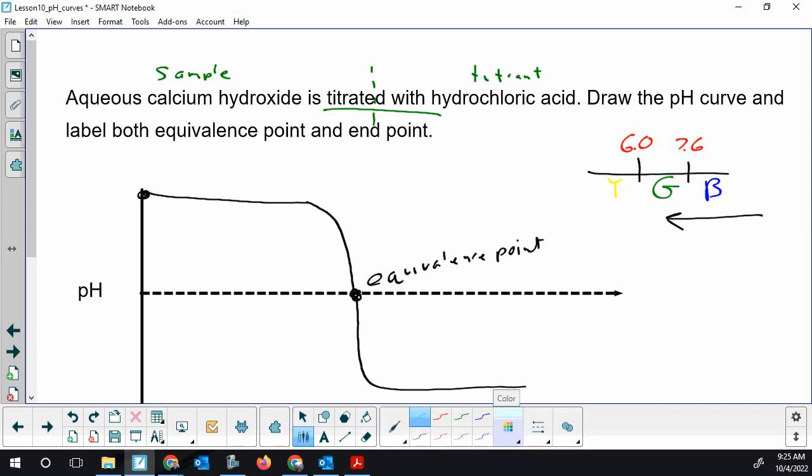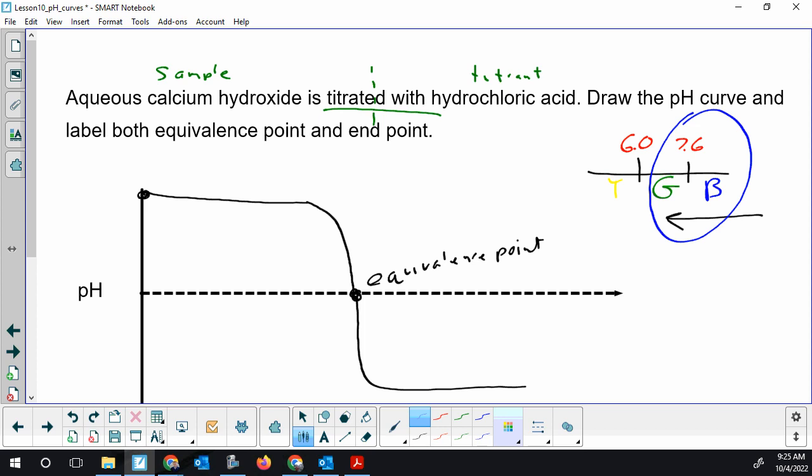So our first color change, we're going to see blue turn into green at 7.6. Most high school and first or second year university labs, these are the two indicators you'll use a lot with strong species. Phenolphthalein for the first slide, when you have an acid with a base. When you have a strong base with a strong acid, you'll use bromothymol blue.